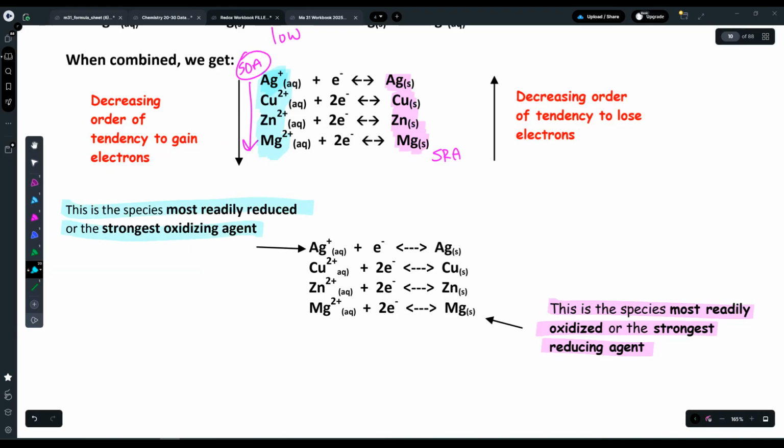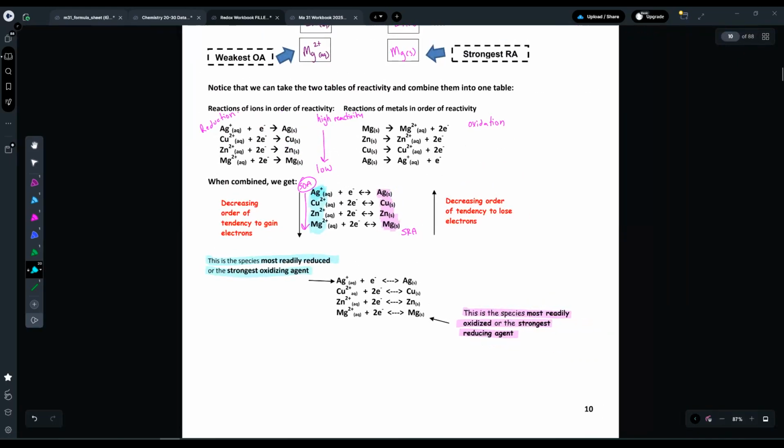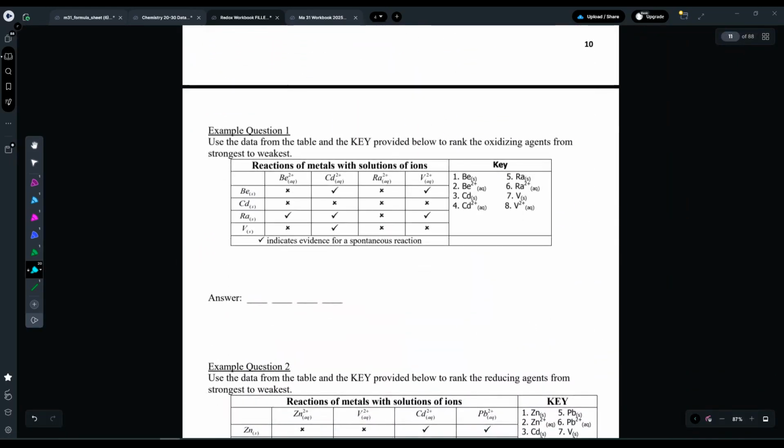So what this is trying to get at is this is how redox tables are set up. Your SOA is always going to be in the top left-hand corner. Your SRA is always going to be in the bottom right-hand corner. Okay, so moving on to example question number 1.